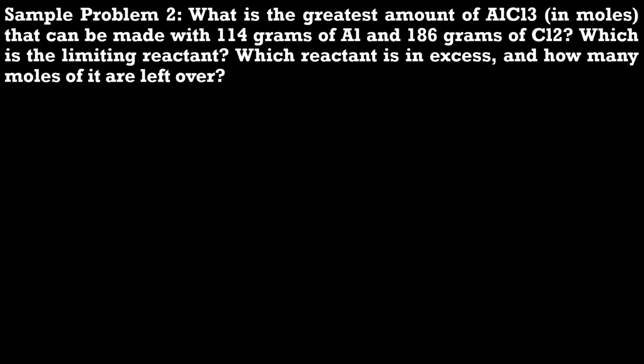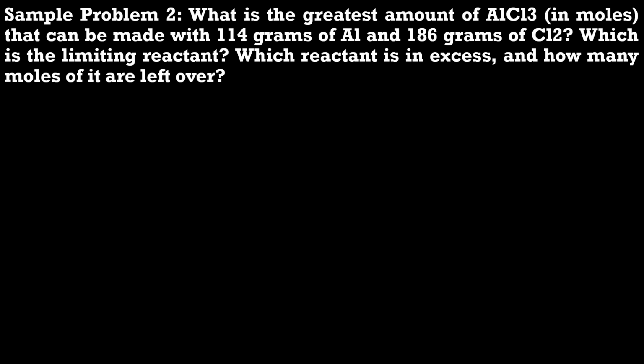So we have here the second sample problem. What is the greatest amount of AlCl3 in moles that can be made with 114 grams of aluminum and 118 grams of Cl2? Which is the limiting reactant? Which reactant is in excess? And how many moles of it are left over?